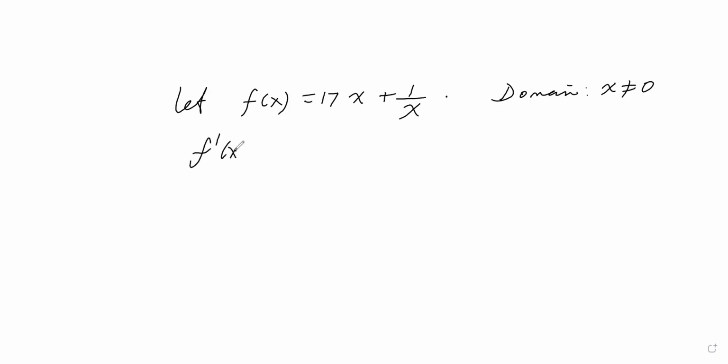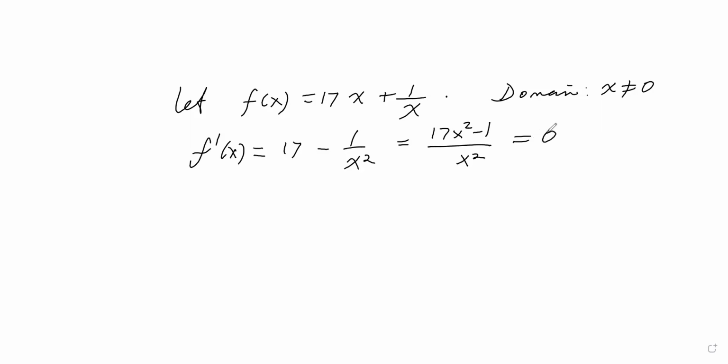So the derivative of this function is going to be 17, and then the derivative of 1 over x is negative 1 over x squared. This is just (17x squared minus 1) over x squared when you combine it. And then I'm just going to set this to 0.